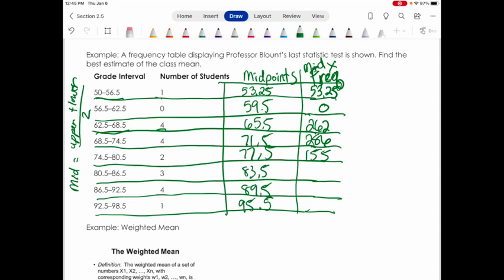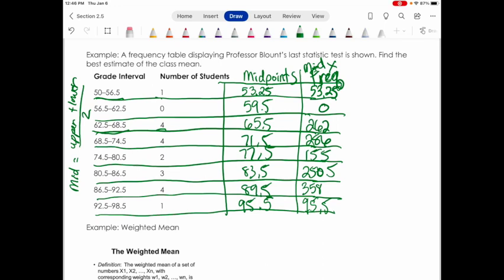I have 3 grades that are around 83.5. So that's going to give me 250.5. I have 4 grades that are around 89.5. That's going to give me 358. And then lastly, I have 1 grade that is around 95.5. So I'm going to take 95.5, multiply by 1.